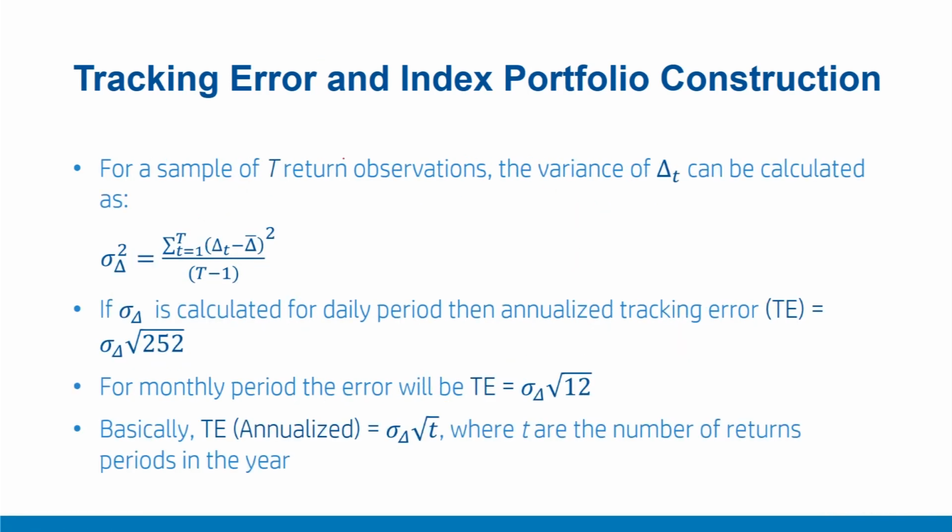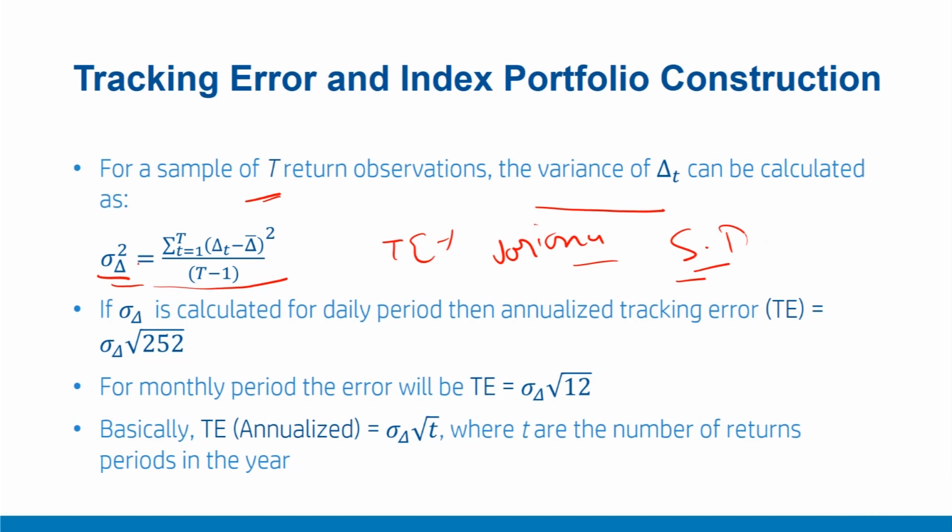For a sample period of T return observations, the tracking error is nothing but the variance of delta T, which can be computed simply as here. So the tracking error can be in the form of either variance or standard deviation, which we have seen already, which is one and the same thing. Variance is just the square of standard deviation. The formula is variance, sigma square delta, is equal to summation of (delta T minus delta bar) raised to the power 2 upon T minus 1. This T minus 1 reflects the fact that we are working with a sample. If you are working with population, then theoretically you use T, but with sample we use T minus 1.